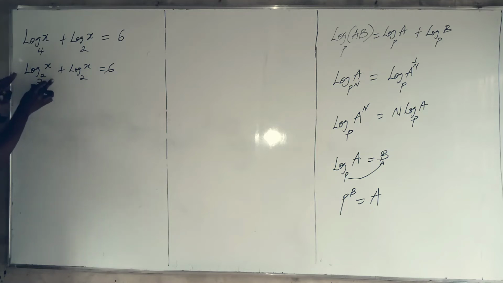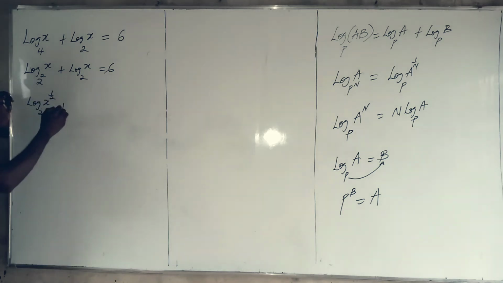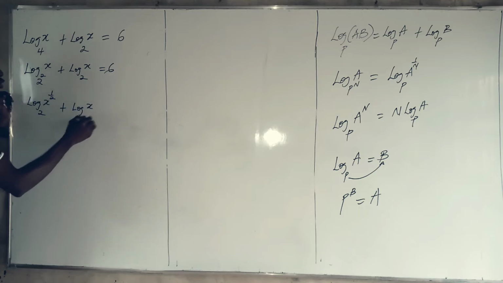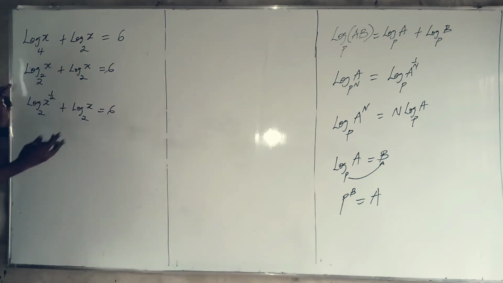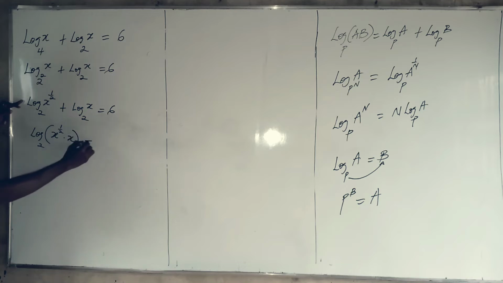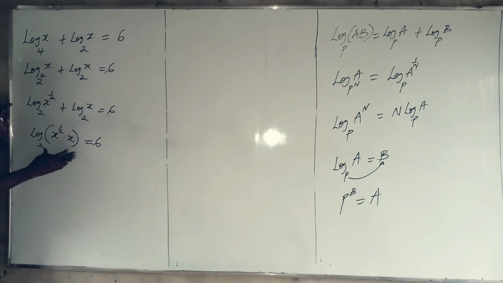So how do we do that right here? It becomes log x to the power 1 upon 2 base 2 plus log x base 2 equal to 6. We already discussed how we can simplify this logarithm from the beforehand. Now I want to apply the first law we discussed right here. It will become log base 2, then we have x to the power 1 upon 2 times x is equal to 6. That is the first law we have discussed.